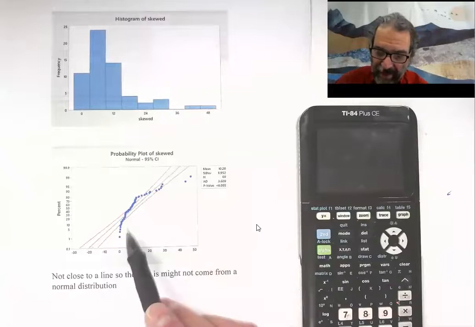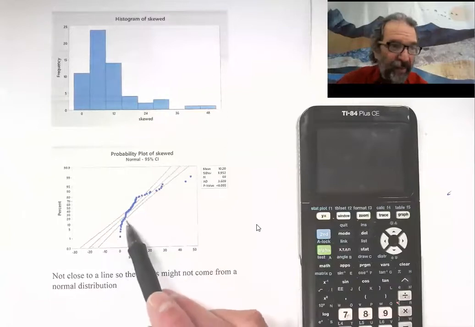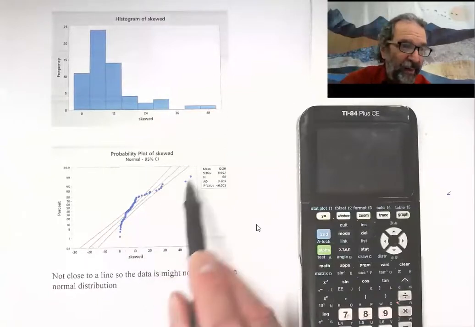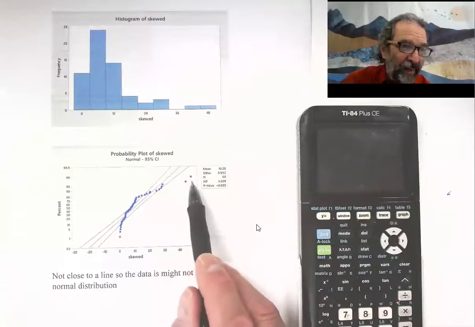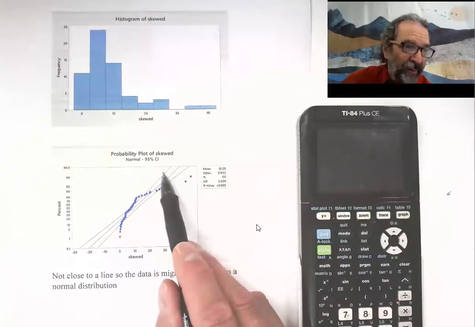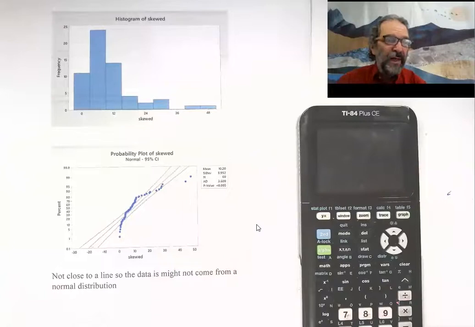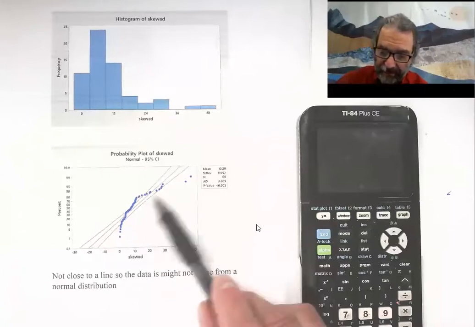So you see these values escaping. That's a bad thing. And here's some other ones here. The outliers there escape that pattern of these two curved error bars. And overall, the shape of the graph is supposed to be approximately linear if the data came from a normal distribution, and it's clearly curved.